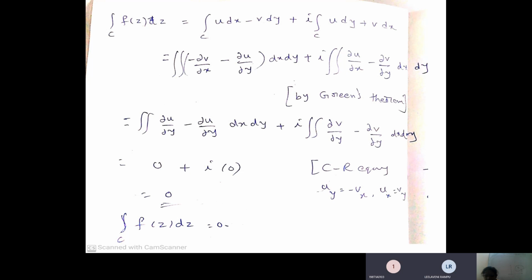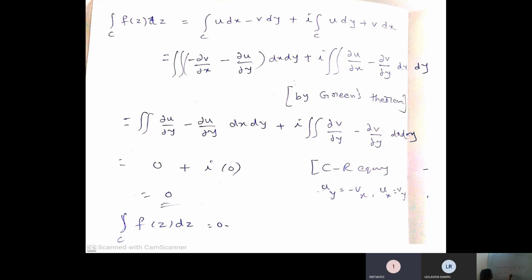Now, using the Green's theorem, what is Green's theorem? The integral over C of M dx plus N dy. What is the Green's theorem statement? Already you know that. It can be written as the double integral over R of (∂N/∂x minus ∂M/∂y) dx dy. How can you write the integral of u dx minus v dy using this Green's theorem? Tell me.